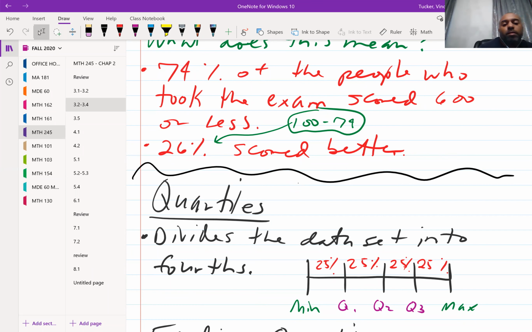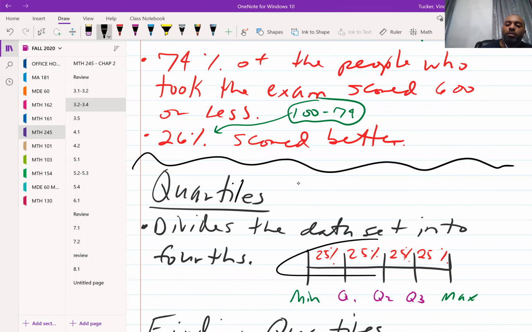All right, next thing is the quartiles. Quartiles divide the data set into fourths. If this line represents your data set, your minimum value and maximum value will be your bookends. Then Q1, Q2, Q3, or in other words, quartile 1, quartile 2, and quartile 3, are the values that will separate your data into fourths.